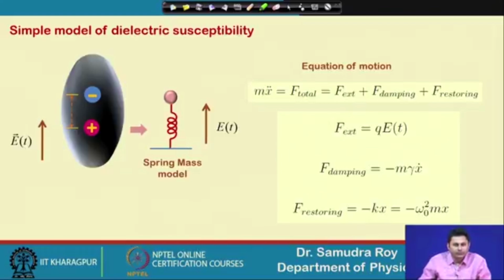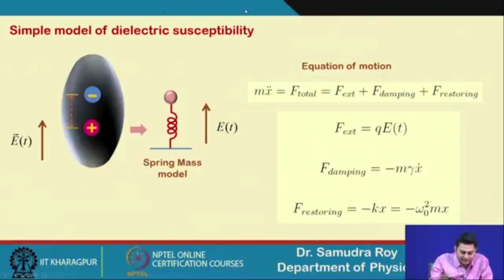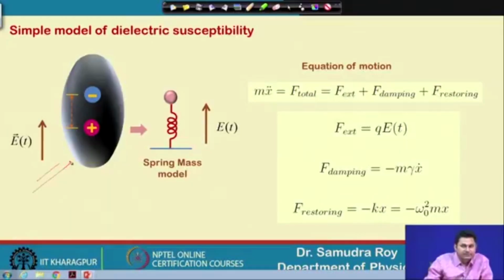For some sort of recap, I would like to introduce again the simple model of dielectric susceptibility, which is nothing but the shifting of the electron cloud by application of some electric field. If I apply some electric field, what happens is shown here in this figure. Here we have the electric field that is being applied.